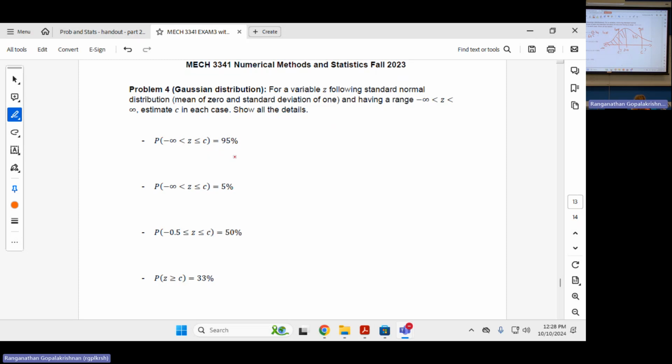What about 5%? See, this is the other case I mentioned. In this case, C is going to be here. 5%. What is the value of C? Okay, what is the value of C which gets you 5% when integrated from minus infinity to C?